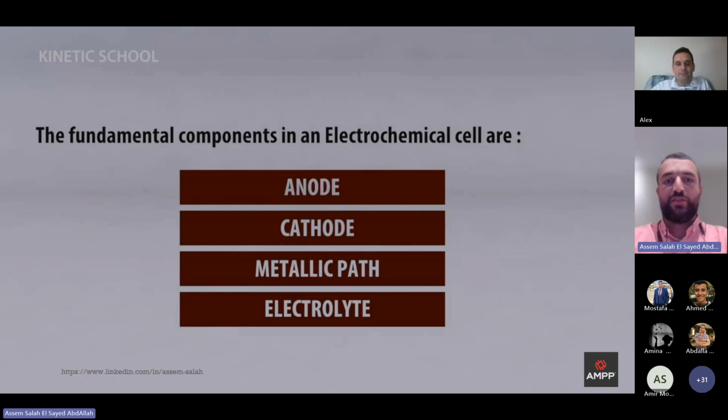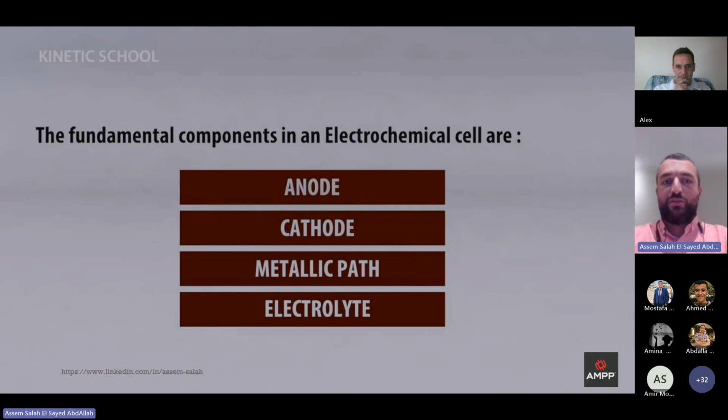We have four components represented for corrosion. We have the anode, the negative part, in this case magnesium, and the metallic path, which connects the two metals. The cathode, which is the positive part of the cell, and the electrolyte, the media which contains all of this. And this electrolyte contains positively and negatively charged ions. It's like some signs here.